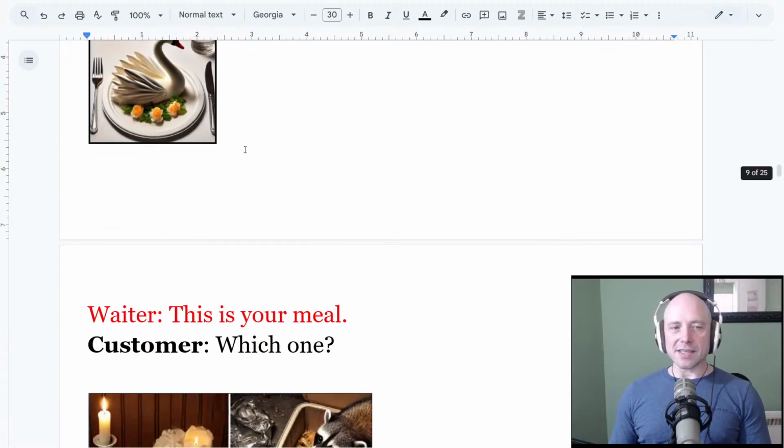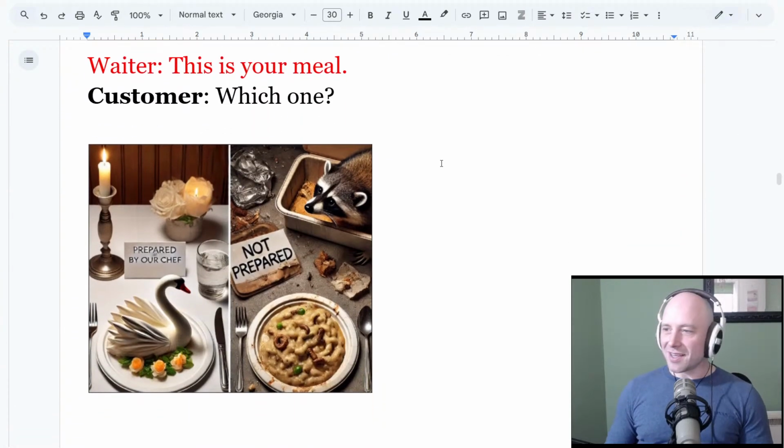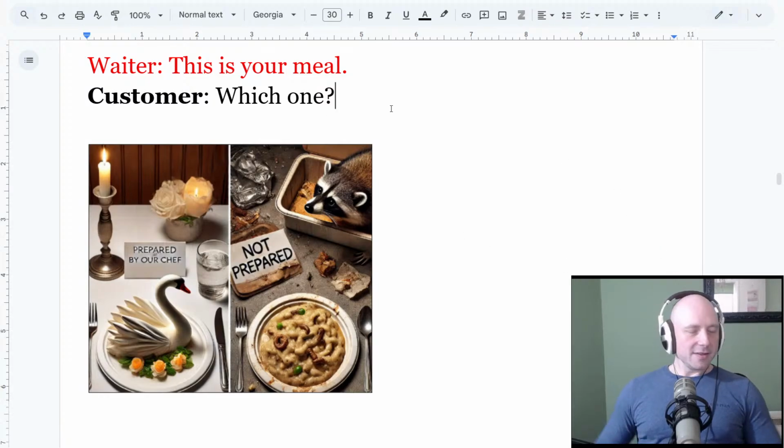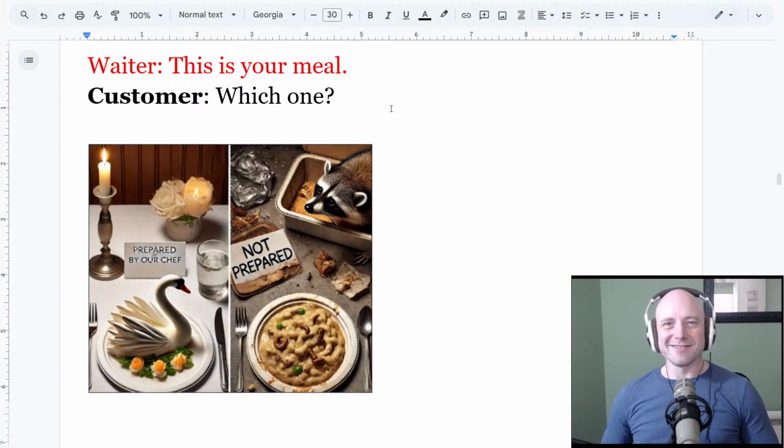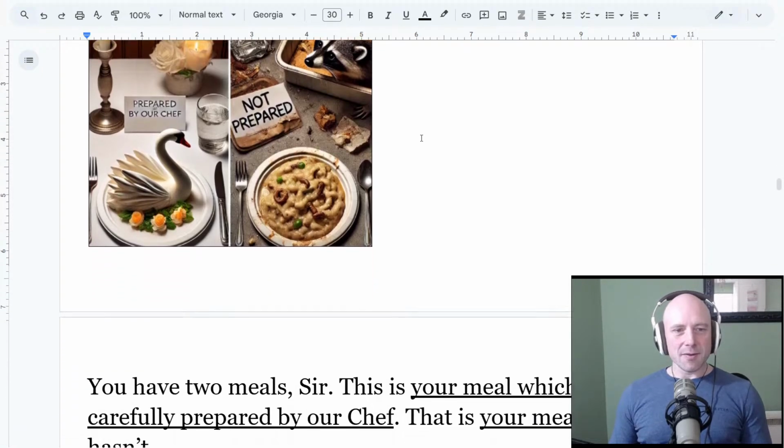Now, what about this situation? Oh, this is like the situation before with the 2 bottles of wine. This is your meal. Wait, there's 2 meals. This is your meal, and the waiter gives you 2 meals. This is your meal. What? Which one? What do you mean? Which one of these is my meal? You said this is your meal, and you've given me 2 meals. How can we fix this?